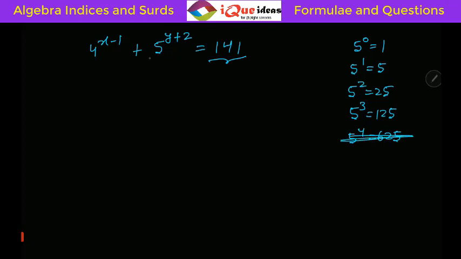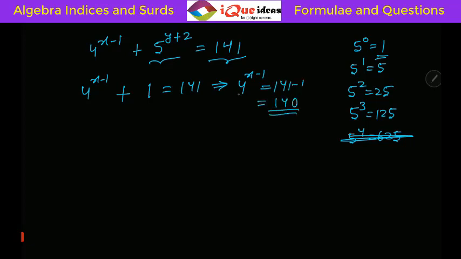Now let's put the values of 5 raised to y plus 2 as 1, 5, 25 and 125 one by one and check the values of the other part, how it comes. If I put 4 raised to x minus 1 plus, in place of 5 raised to y plus 2, if I take 1, equal to 141. So from here, we'll get 4 raised to x minus 1 as 141 minus 1, which is 140. Now 140 is not a power of 4. So this is wrong. So 1 is wrong. Okay. Now let's take the second case, 4 raised to x minus 1 plus 5.